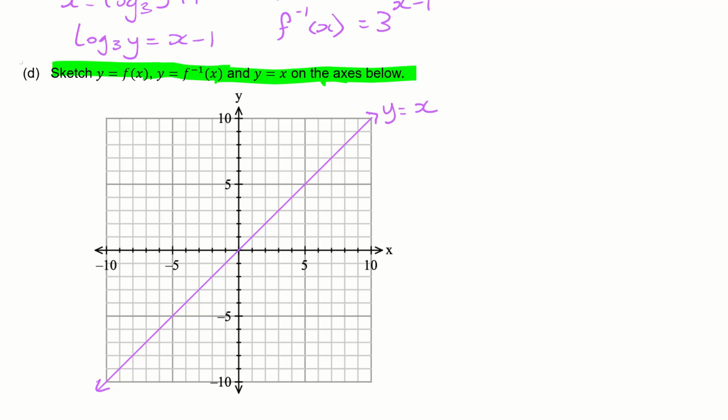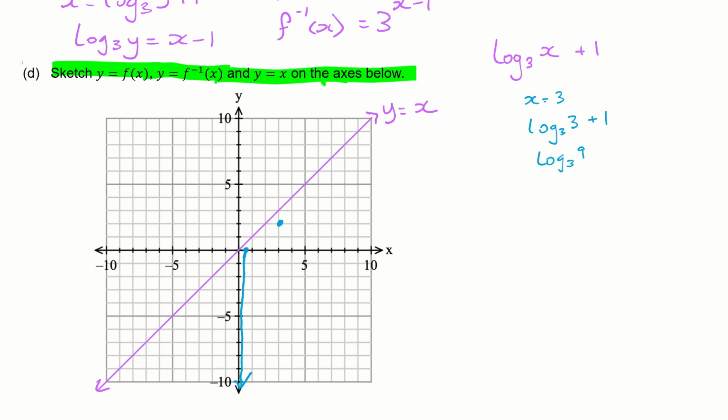Now, our log function was log to the base 3 of x plus 1. We know that the x-axis intercept was at 1/3. We worked that out. And we know it asymptotes down the y-axis like so. So let's think about when x is 3. We'd have log to the base 3 of 3 plus 1. 1 plus 1 is 2. So (3, 2).